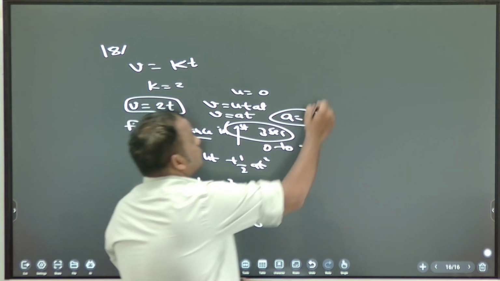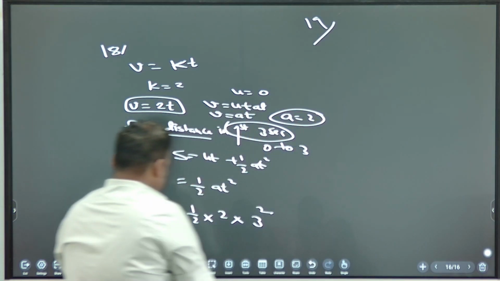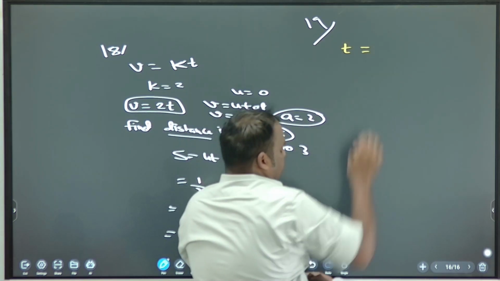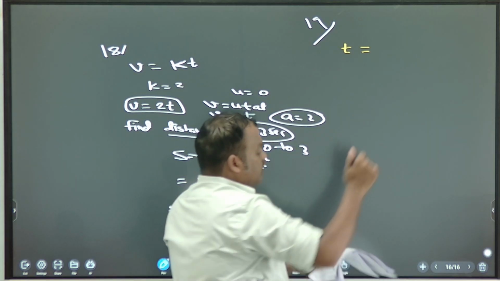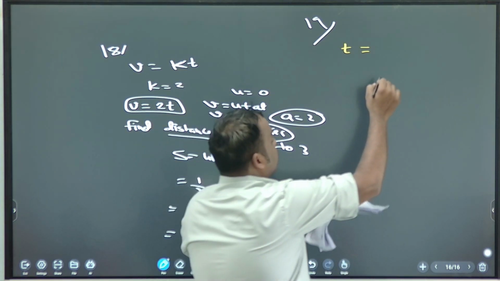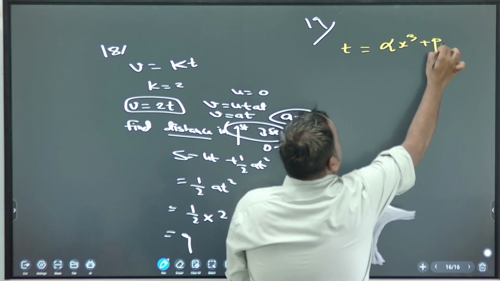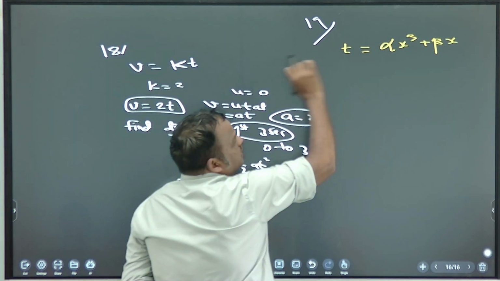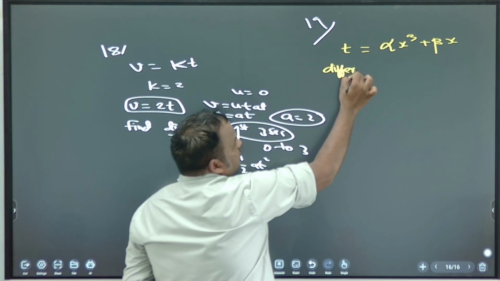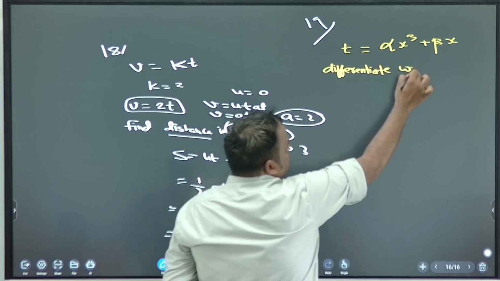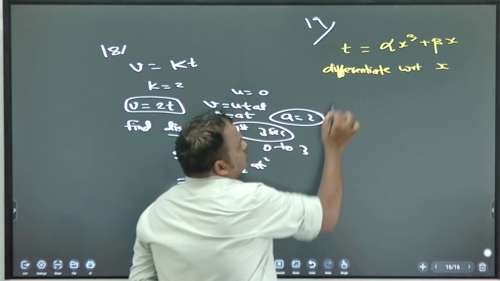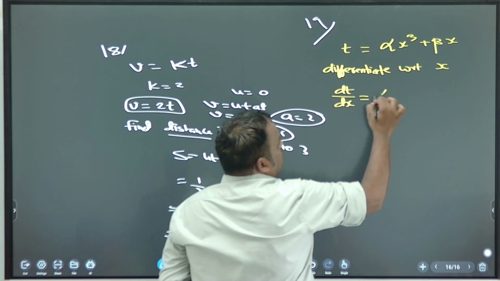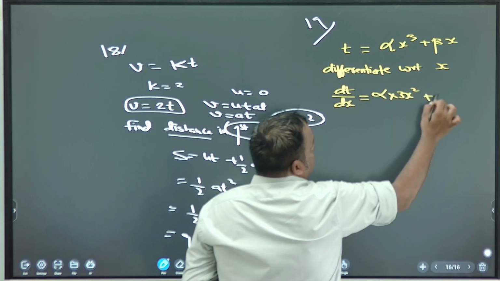19. Relation between time and distance is given. T is equal to alpha x cube plus beta x. The equal to sign was missing; write equal to here. So we have done this in class. Differentiate with respect to x. So dt by dx is equal to alpha into 3x square plus beta into 1.